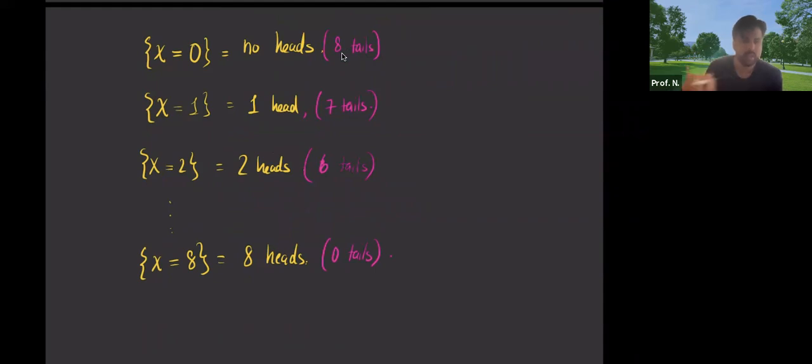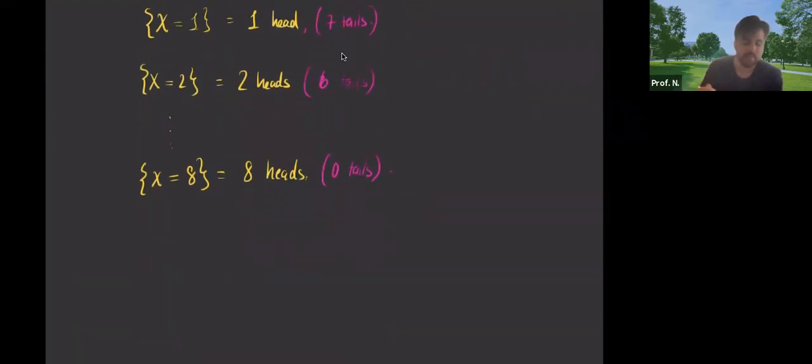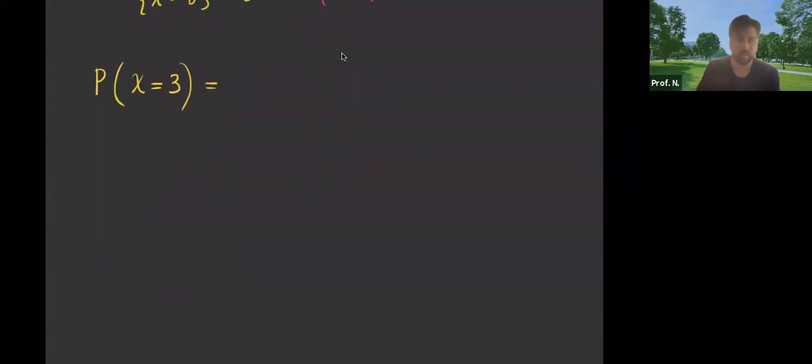Now, associated with each of these values of the random variable, I'm concerned with, for example, what's the probability of that occurring? So, for example, what's the probability that X equals 3? What's the probability that I have 3 heads out of the 8 times that I flip it? So how do you think we approach that? Do you see how we have to think about this?